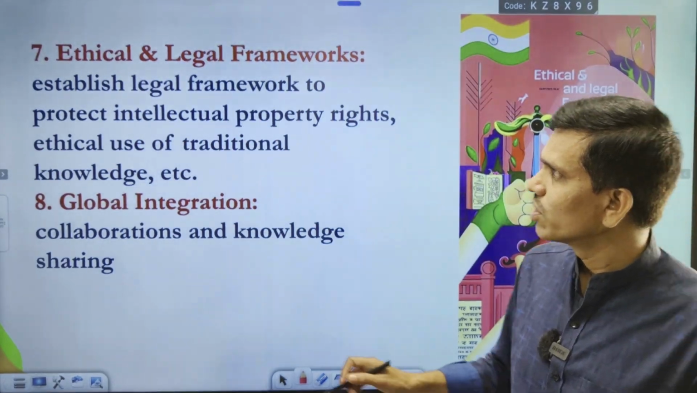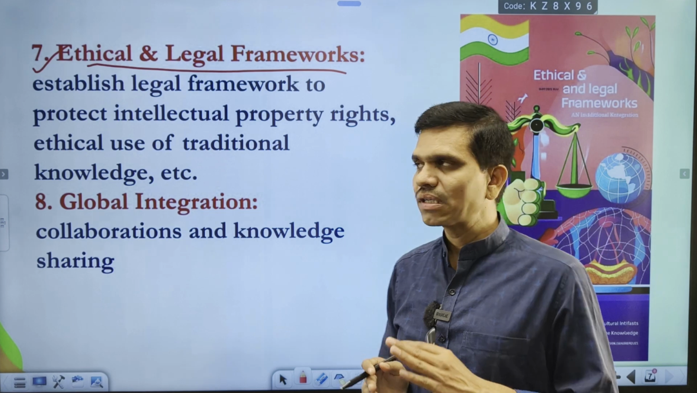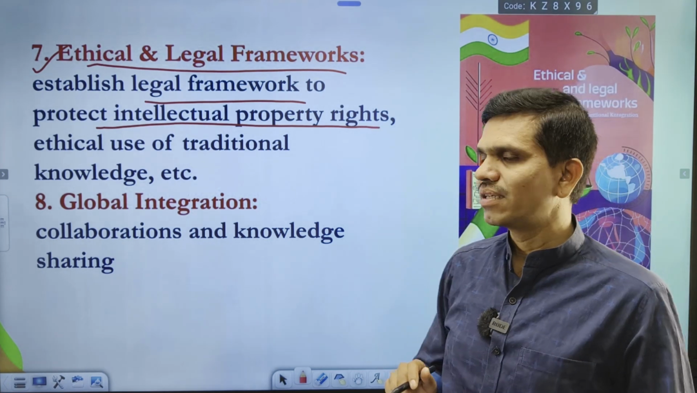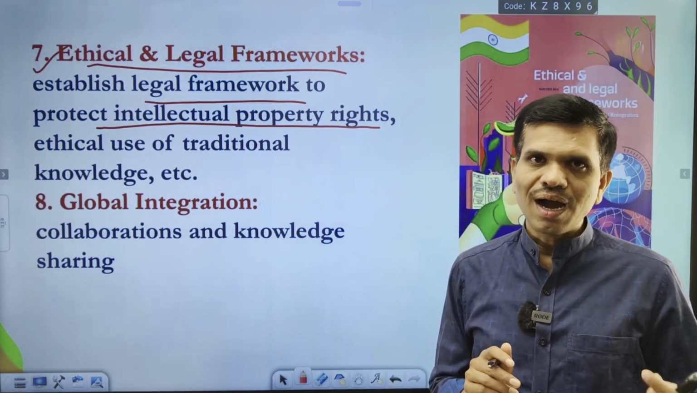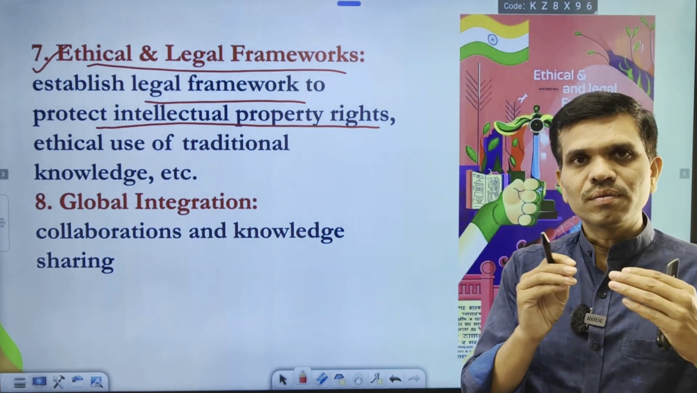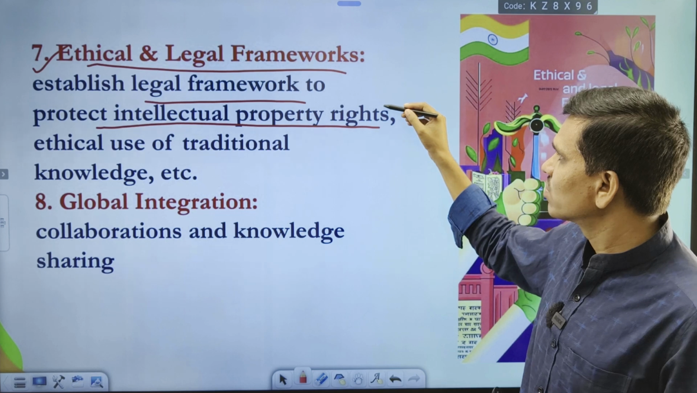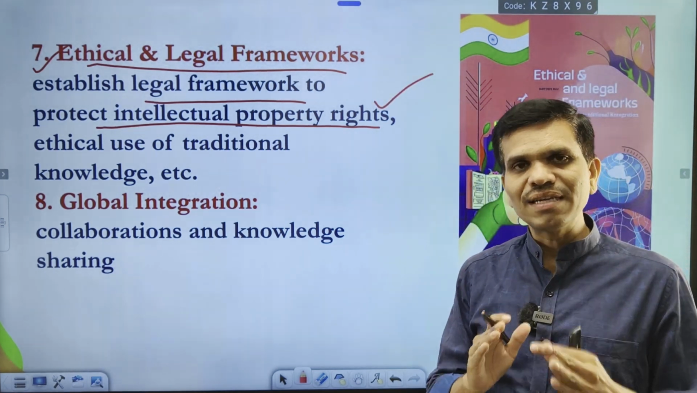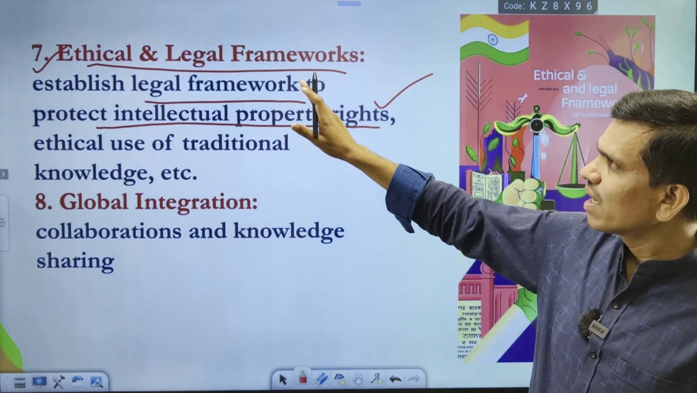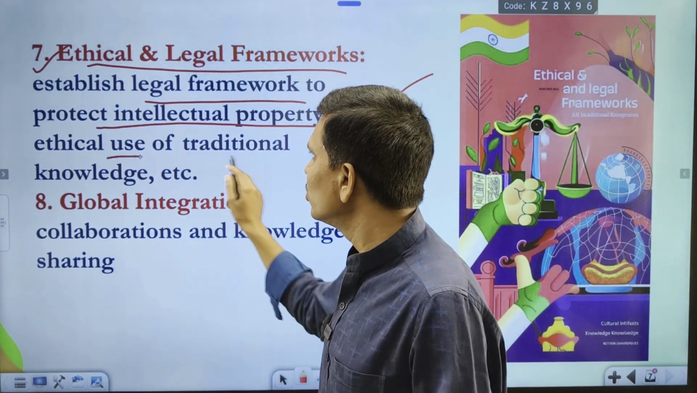Now we have the seventh objective, that is ethical and legal framework. Now what is this ethical and legal framework? It is nothing but to establish a legal framework to protect intellectual property rights. We have different types of artifacts or arts, or different types of wisdom, knowledge, practices, traditions. We can preserve them by applying for intellectual property rights, because we have exclusive property rights over all these elements or practices. So through this we can have ethical practice, and we can provide a legal framework to it also. So, ethical use of traditional knowledge.